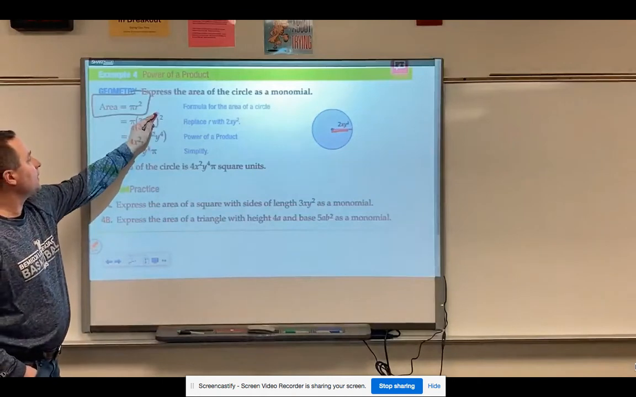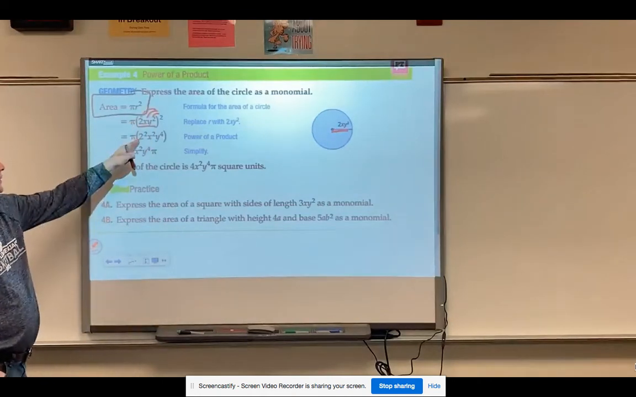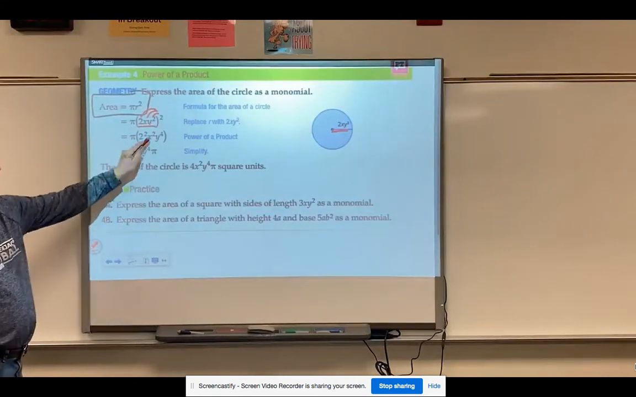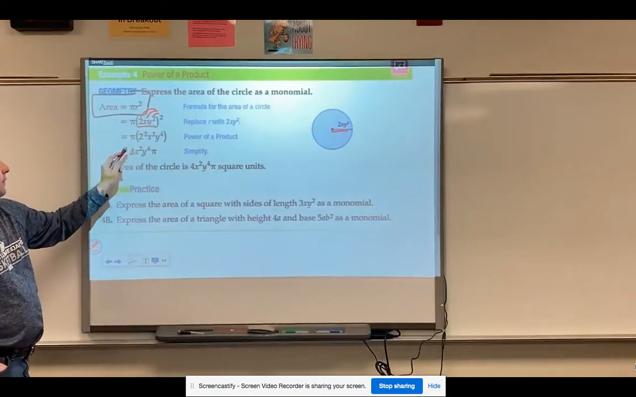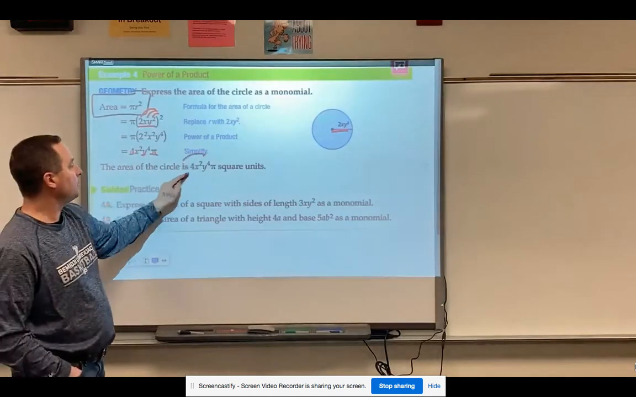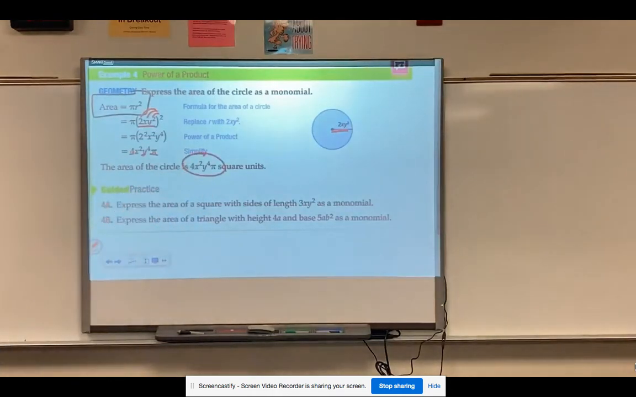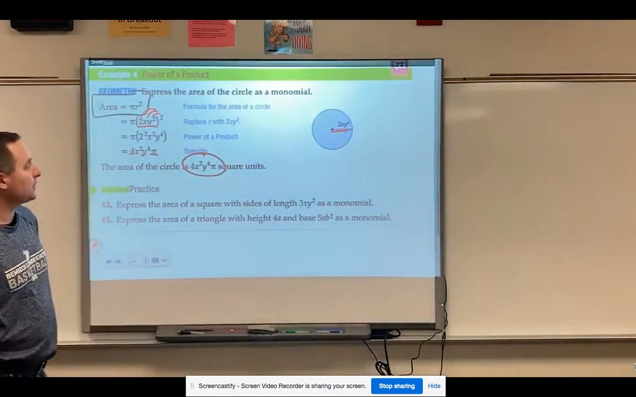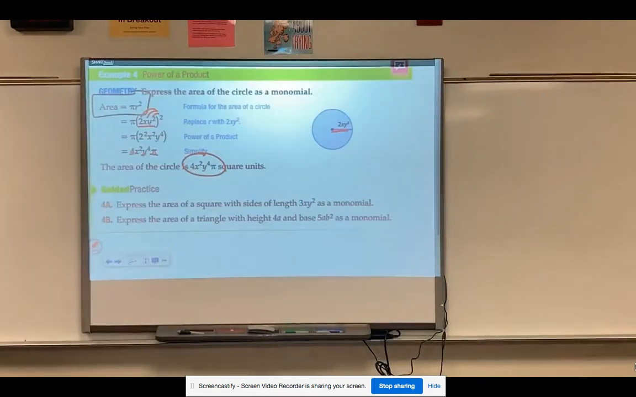They distributed or multiplied that exponent through, got 2 to the 2nd power, which is 4, x squared, 2 times 2 is y to the 4th, and then we wrote the pi at the end, and ended up with 4x squared y to the 4th pi. When you get to geometry, you'll see some of these equations that will involve these multiplication properties of exponents.